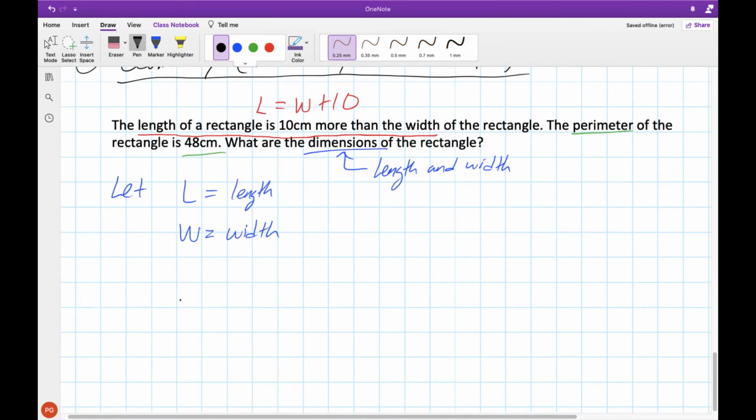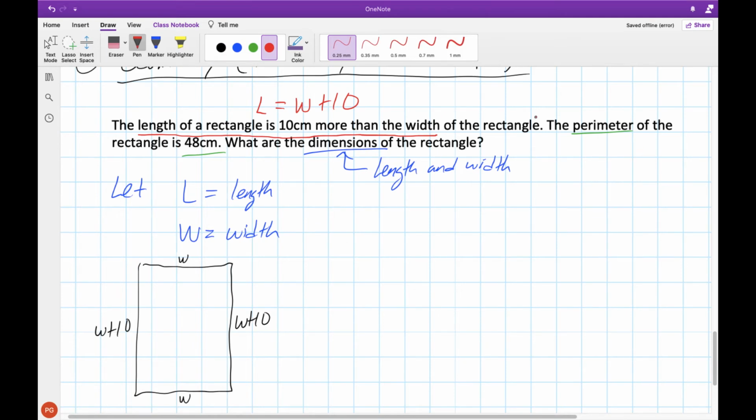If we were to draw this as a picture, this would be our width, and then our length would be our width plus 10. Now we know that the perimeter is 48, and we could calculate that perimeter based on our shape here. Remember, perimeter's all the way around. This would be equal to W plus 10 plus W plus W plus 10. So all of our sides added together.